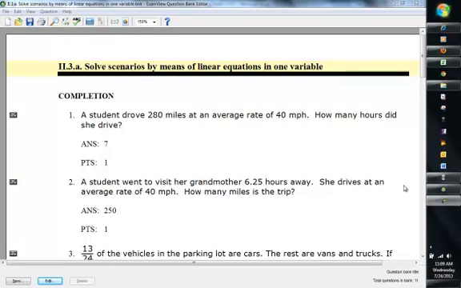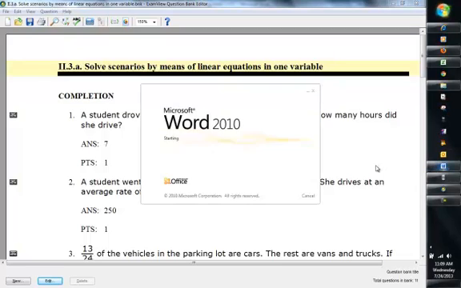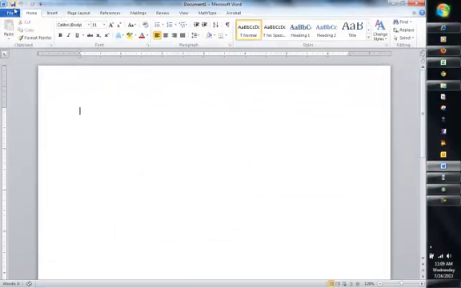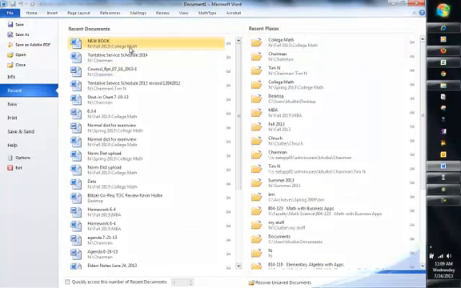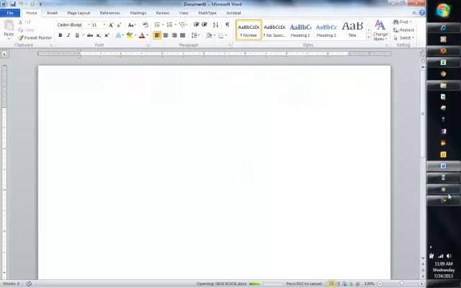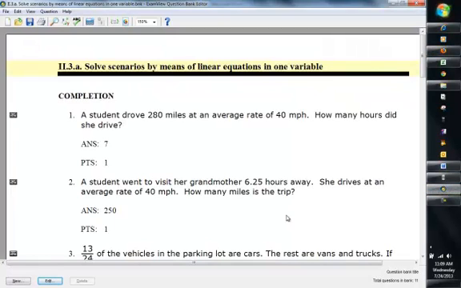2.3.a is solving scenarios by means of linear equations in one variable. When you do these, make sure you follow the problem-solving procedure as was outlined in your book. I should get that out so that we can show you what the problem-solving procedure is. Let's look at the first problem here.